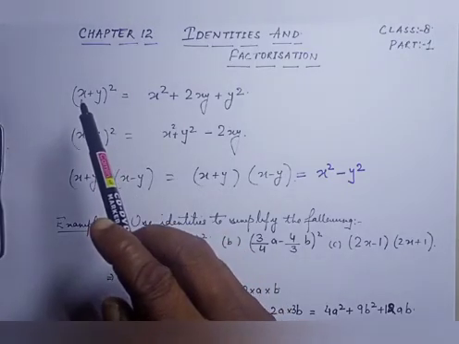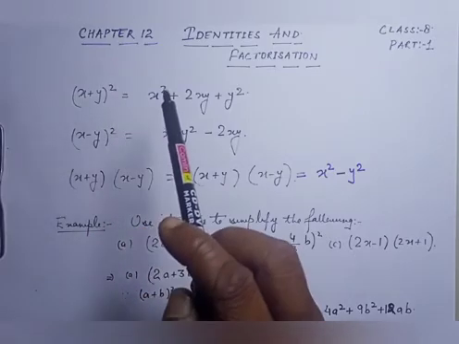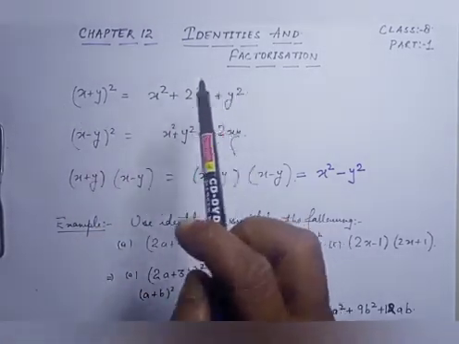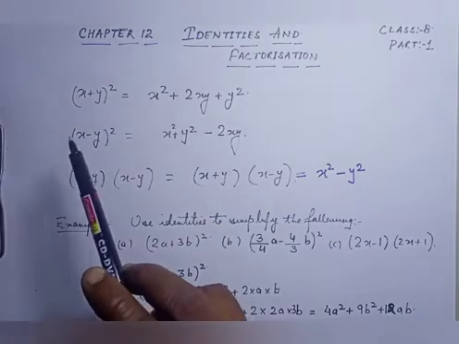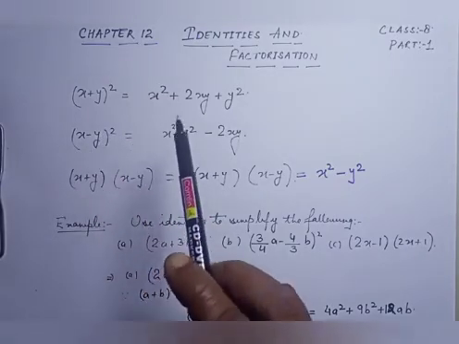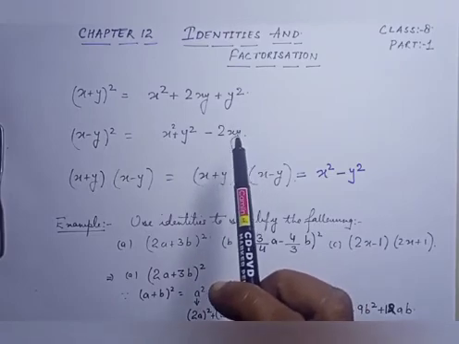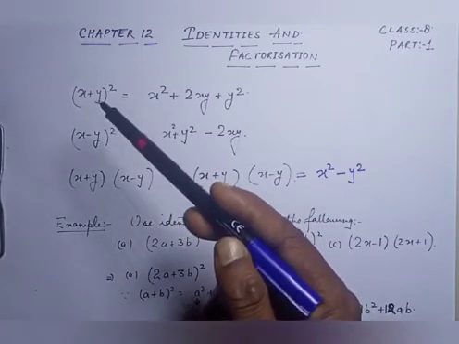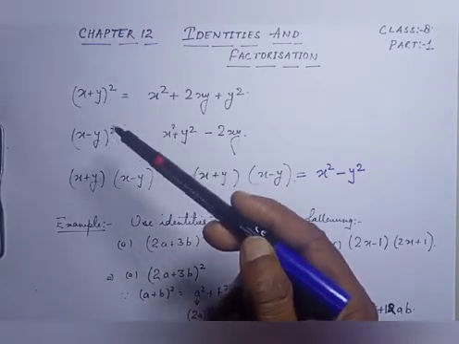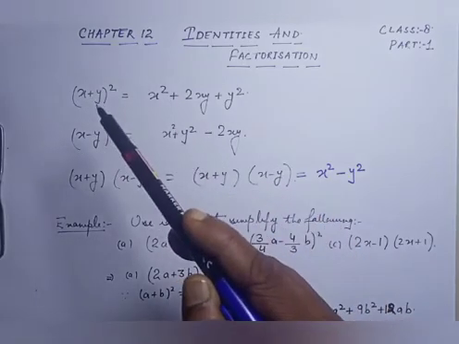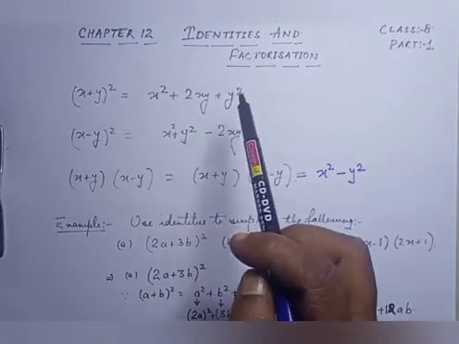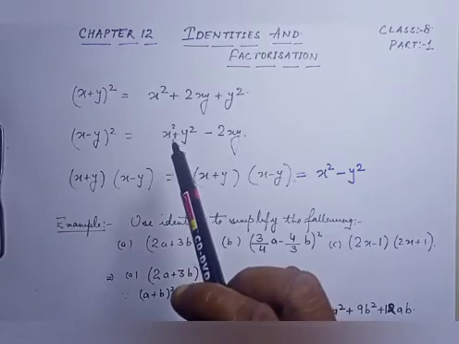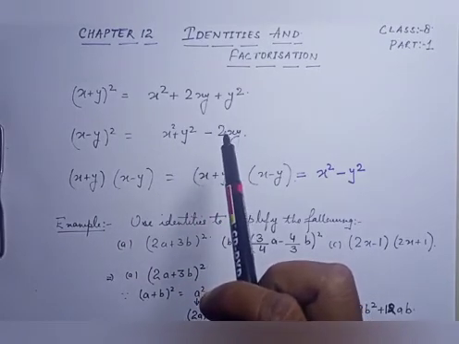The first identity is (x plus y) whole power 2 is equal to x square plus y square plus 2xy. This is the first identity that we are going to use. The second identity is (x minus y) whole power 2 is equal to x square plus y square minus 2xy. The main difference between these two identities, that is (x plus y) whole power 2 and (x minus y) whole power 2, is if x plus y is given over there, then after y square there will be plus 2xy, and if x minus y is given over there, then there will be a minus sign after y square.